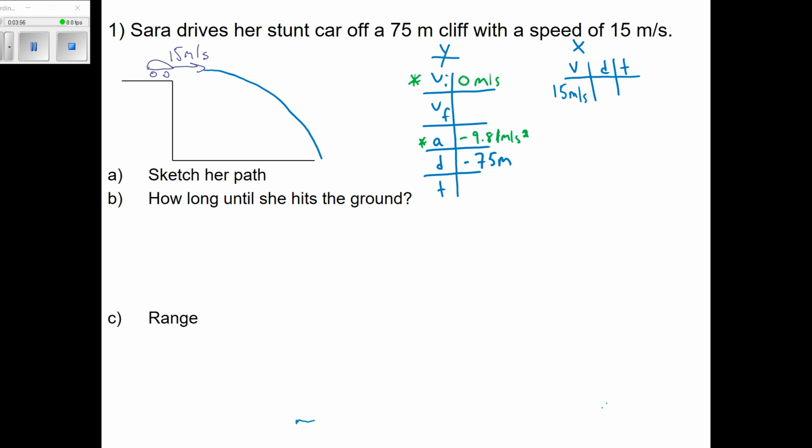So the first question is, how long until she hits the ground? If you look at the chart, you only have one piece of information in the x direction, so you have to use the y information. And if you have vi, a, d, and you want to find t, we use the formula that we've used a lot: d equals vi t plus 1/2 a t squared. Since I used units in the chart, I don't have to use my units here. So I'm just going to plug in what I have.